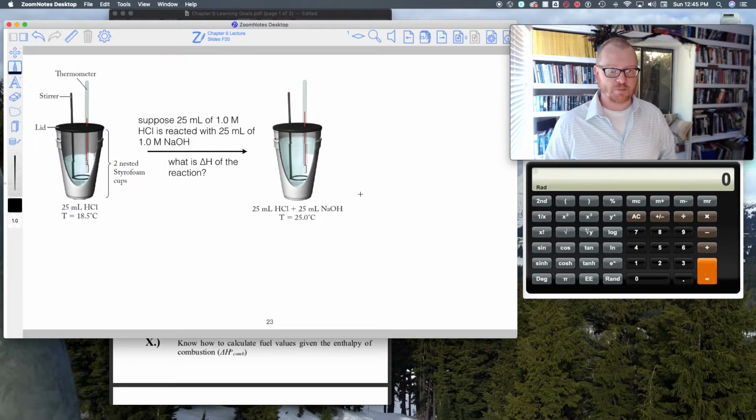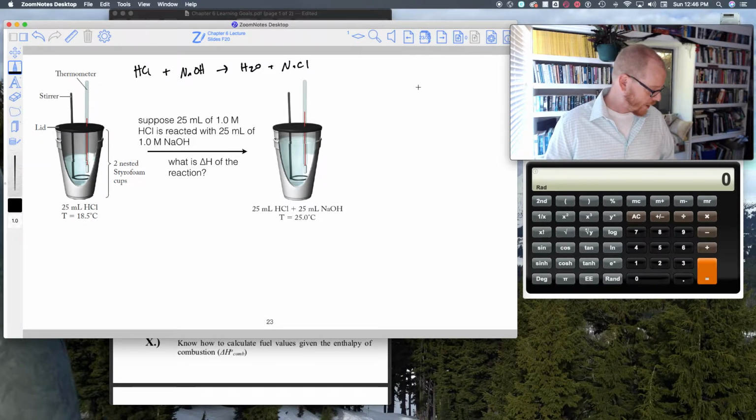So here I've got more space drawn out so we can do this reaction. We recognize that this is going to be HCl plus NaOH. We know the products are salty water, H2O, and NaCl. I'm adding 25 milliliters of this plus 25 milliliters of this.